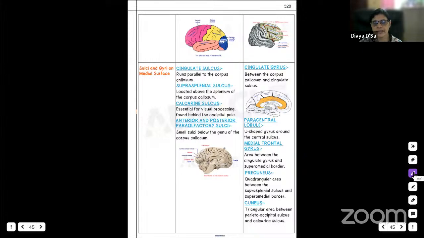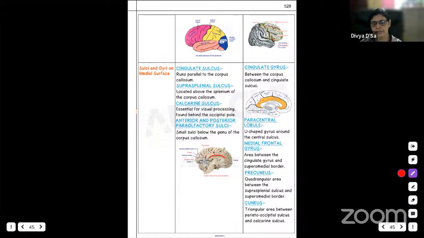On the medial surface, one is the cingulate sulcus. This is the corpus callosum, and the cingulate sulcus runs parallel to it. The corpus callosum has three parts: the genu, the body, and the splenium. Above the splenium, there is the suprasplenial sulcus. And there is the calcarine sulcus.